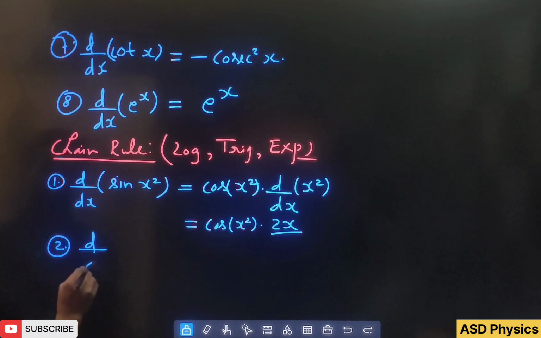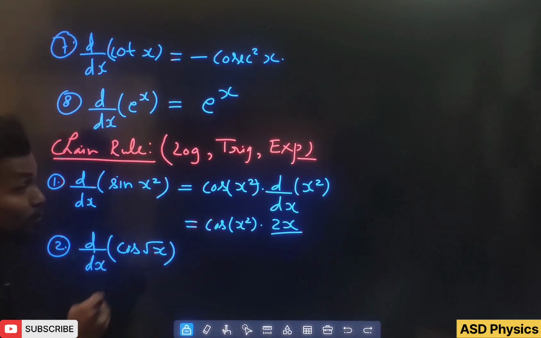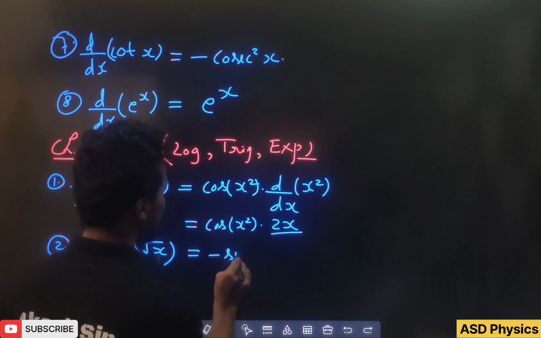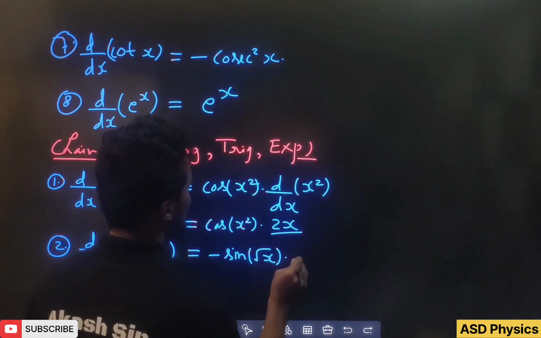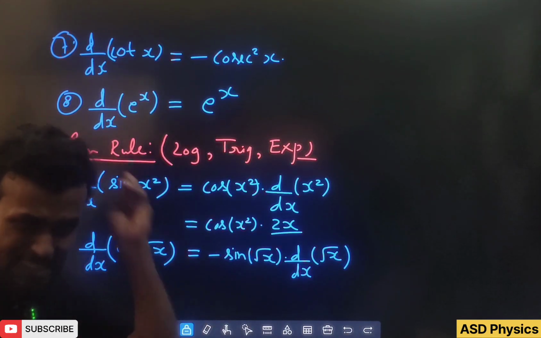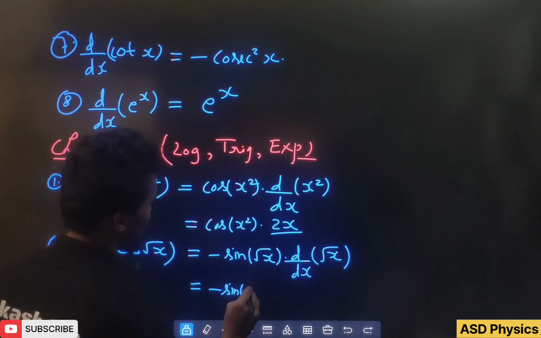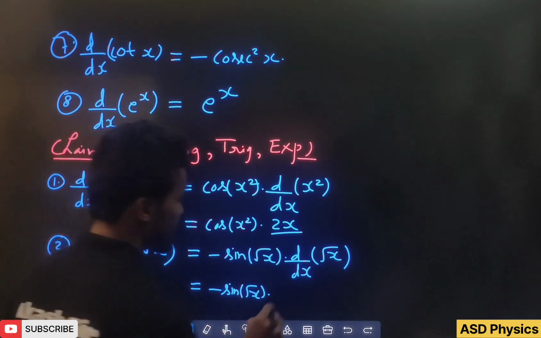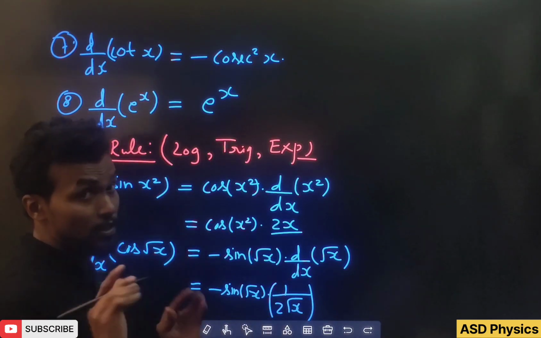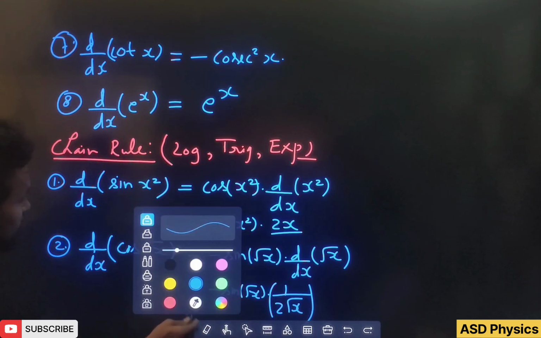Similarly, the second one. Let's take d by dx of cos root x. Cos root x. So the differentiation of cos, how much do we know? Minus sine. So we write here minus sine root x, and again the differentiation of root x. If instead of x anything is there, we have to differentiate again. Okay. So what will this become here? Minus sine root x, and the differentiation of root x we have already done. What is this? 1 by 2 root x. And don't think that this root x we can cancel. Okay, because this is in an angle, this is separate here. Is it? So this is the chain rule.